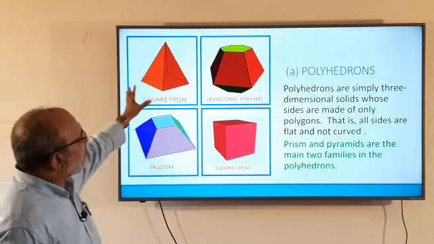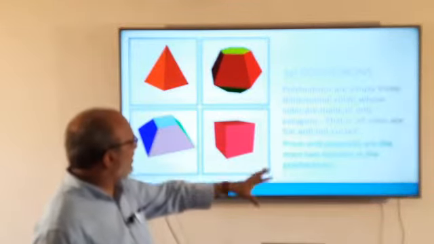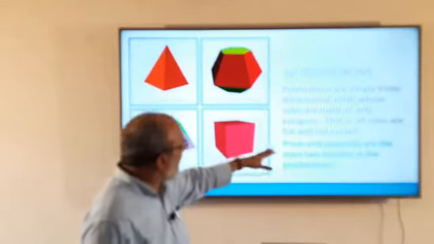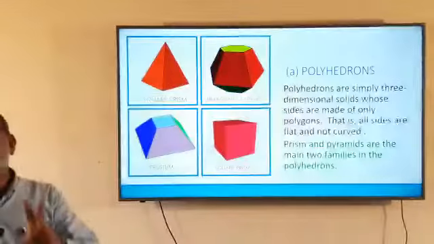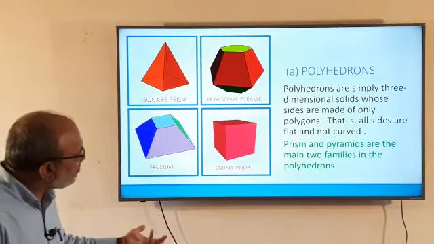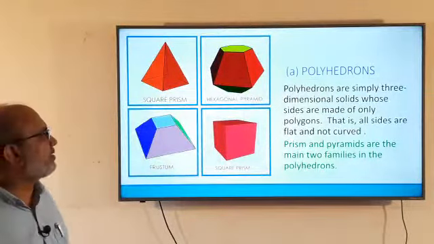Okay. And as far as the polyhedrons are concerned, primarily prisms and pyramids are the main two families in the polyhedron. Main two, how many families? Two families. One is prism, the other one is pyramids. We will learn about this later.